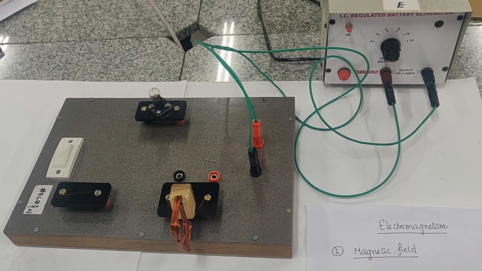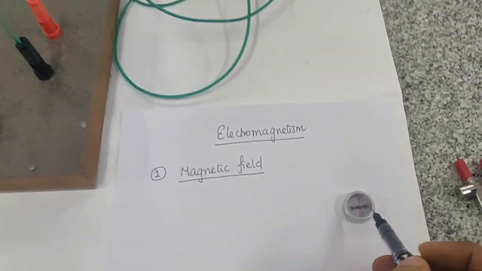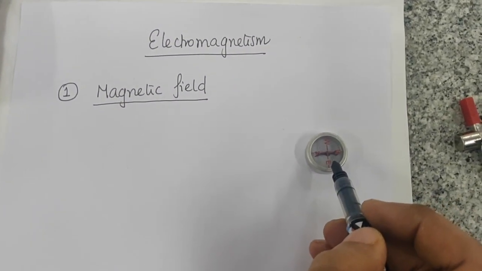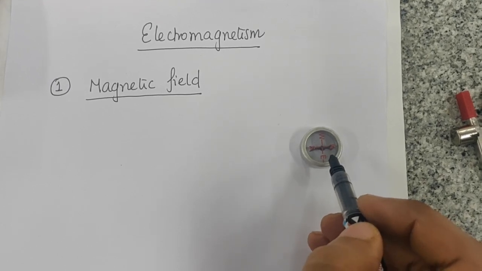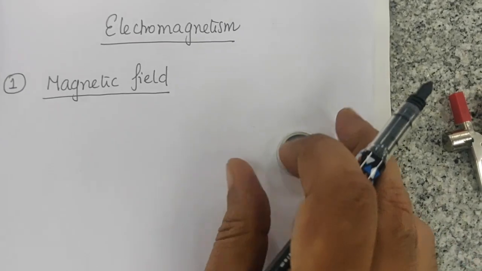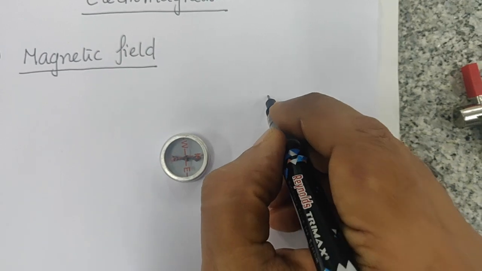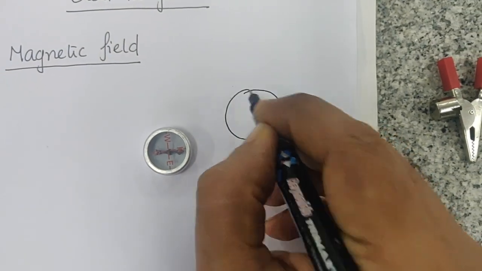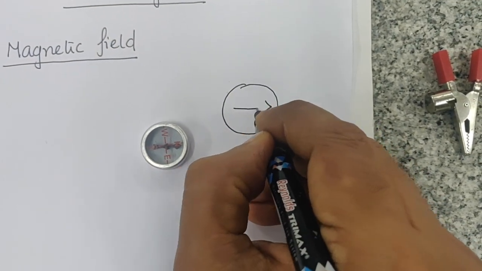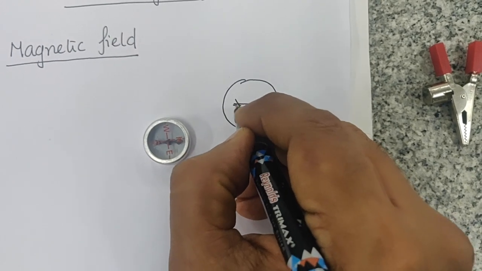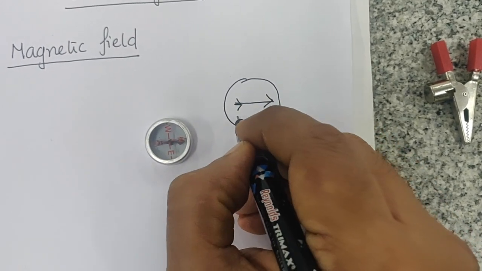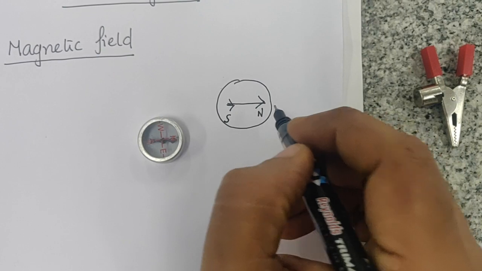So here's a small compass, and in this you have two ends. One is a head and the other is a tail, and you see the head pointed here and the tail pointed here. So let's draw this. You have the head and your tail, and this is your north of the magnet, and this is your south of the magnet.